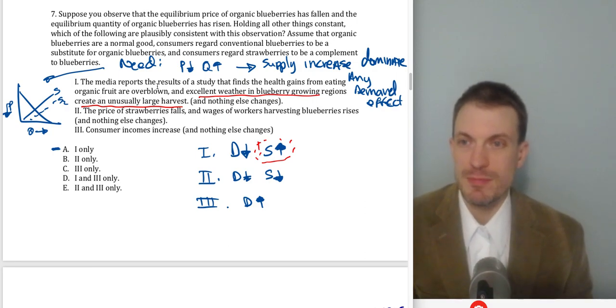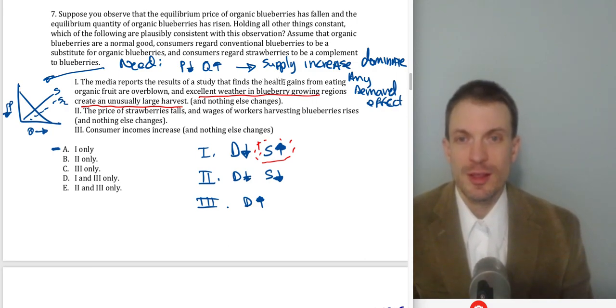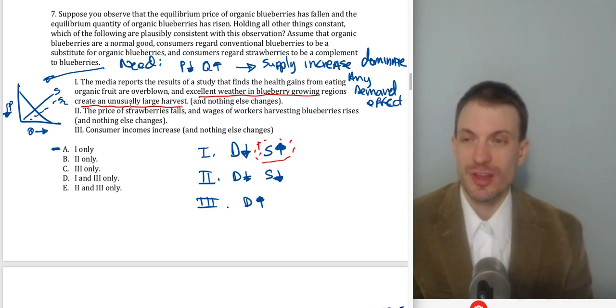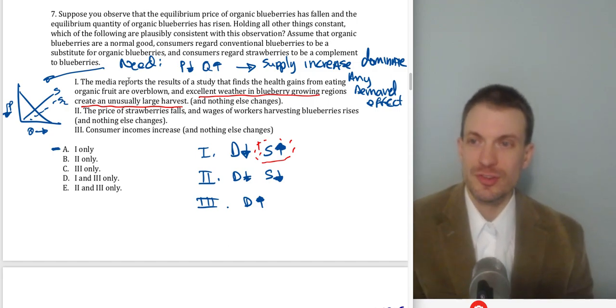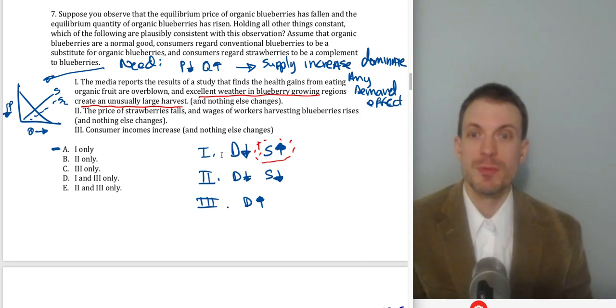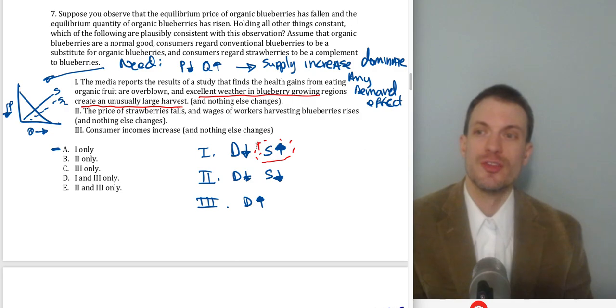Okay, so suppose the media reports some study finding health gains from eating organic fruit are overstated, and there's excellent weather in blueberry growing regions that create an unusually large harvest and nothing else changes. Well, okay, so this is going to decrease demand for organic blueberries, and people are going to substitute for conventional blueberries. We get a decrease in demand from this part, right? So decrease in demand from the first part, but this excellent weather is going to cause an increase in supply, which is exactly what we need. We need an increase in supply, so it could be number 1.